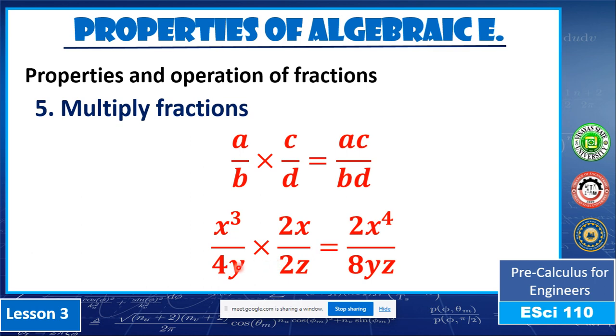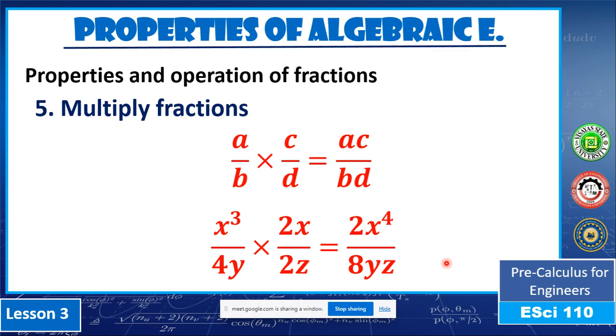Then for the denominator, multiply 4y times 2z. So multiply their coefficients. 4 times 2 equals 8. And then multiply their variables. So we have yz. So this is now the answer. But you can further simplify this one because I think there is a common factor for 2 and 8. So 8 can be written into 4 times 2. So maka-cancel yung 2's. So we can now have a simplified answer which is equal to x to the fourth all over 4yz. So ganon.